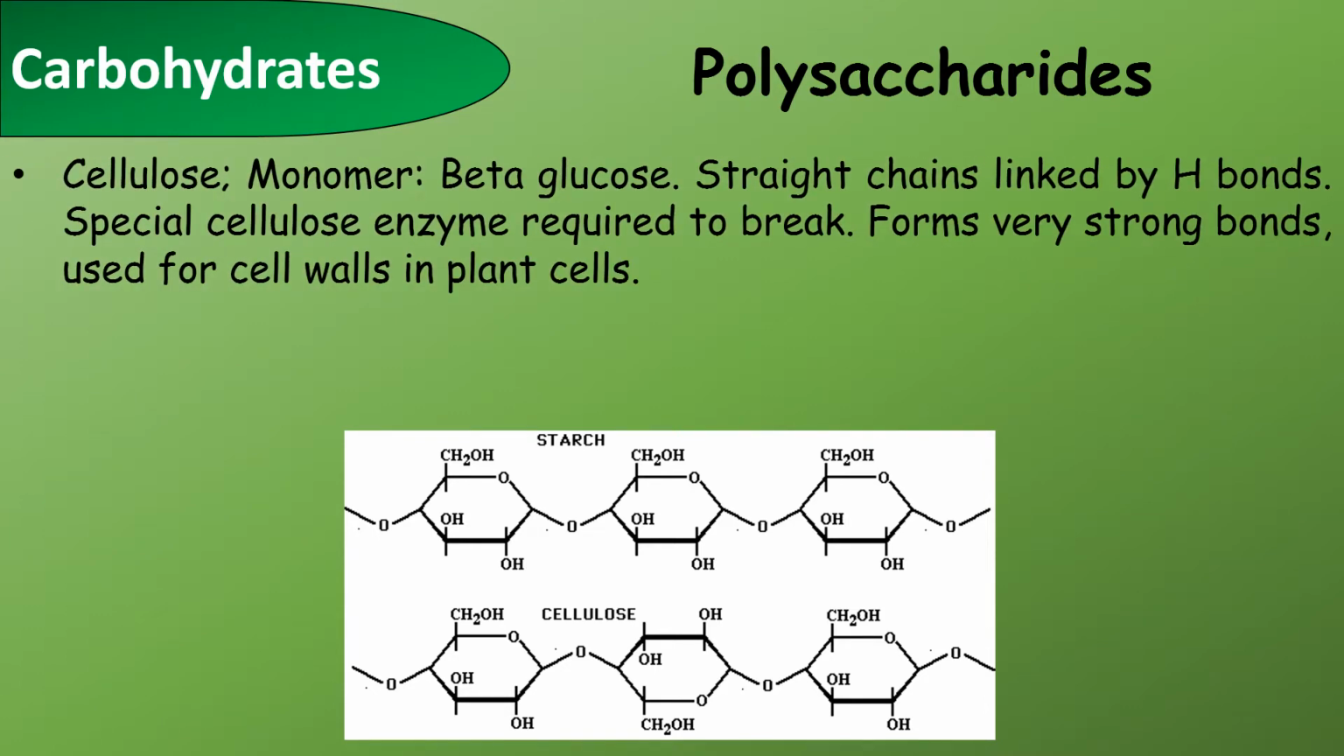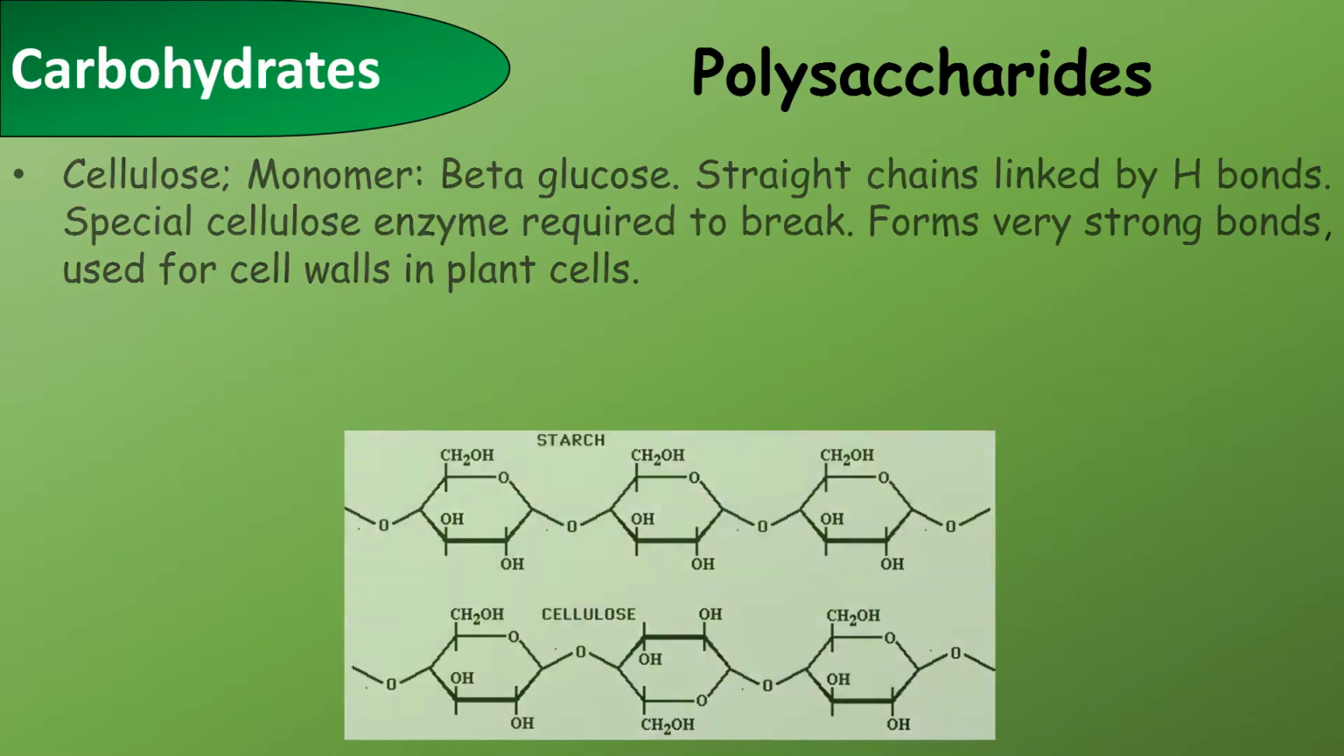The monomer for cellulose is beta-glucose. Straight chains linked by hydrogen bonds hold it together. Special cellulose enzymes are required to break down cellulose. In humans, we do not have this enzyme, and in many animals, in their guts, they have bacteria within them that produce the enzyme that breaks down cellulose. Cellulose forms very strong bonds and is used for cell walls in plants.